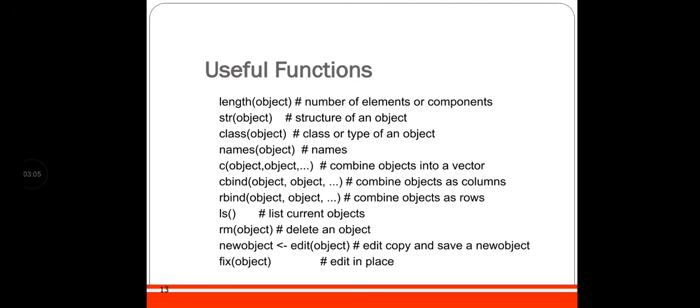Useful functions. R provides several built-in functions for managing objects. Functions like length, class, names, str, cbind and rbind help us inspect and manipulate data. Commands such as ls list all objects while rm removes unwanted objects from memory.